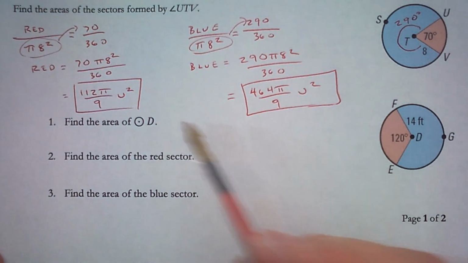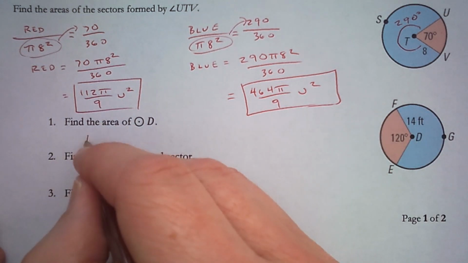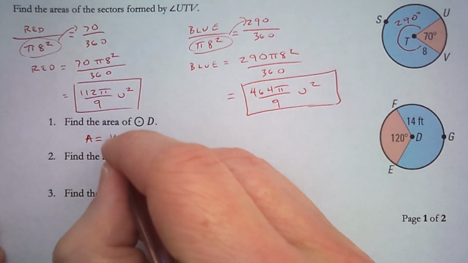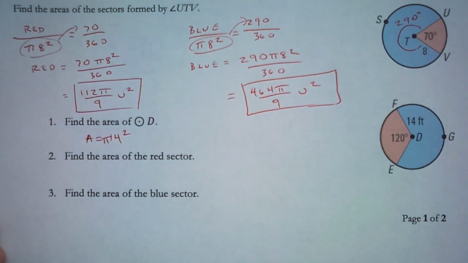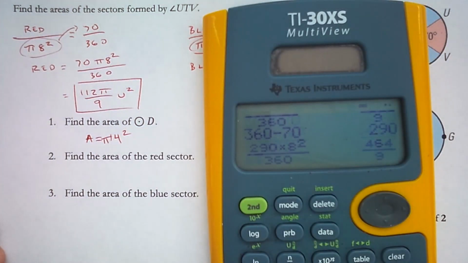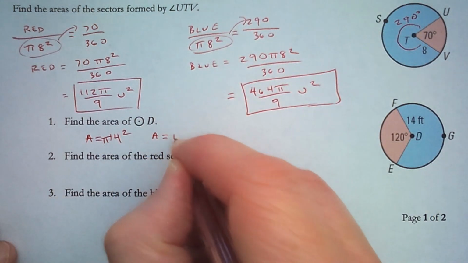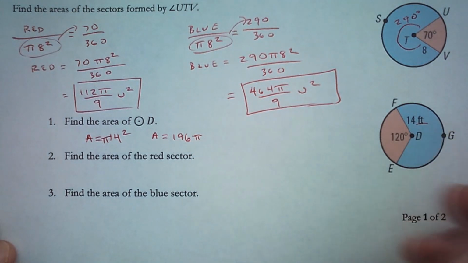Okay, now we're going to find the area of circle D. The area of the circle is pi times the radius squared. So that's pi times 14 squared. Now 14 squared is 196. So my area is 196 pi feet squared.